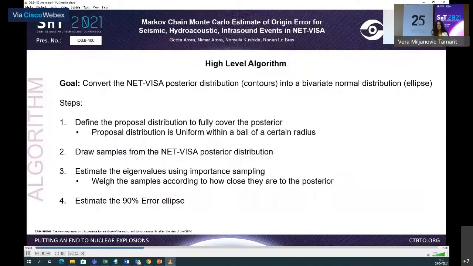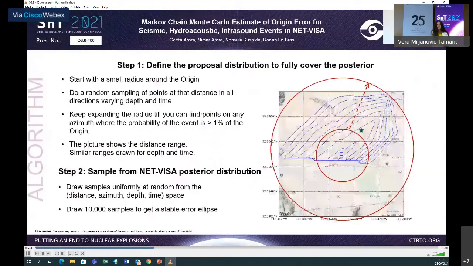Then we draw samples from the NetVisa's posterior distribution. We use those samples to estimate the eigenvalues using importance sampling, where we weigh the samples according to how close they are to the posterior. And we use those eigenvalues to estimate the 90% error ellipse. Let's look at each of these steps in detail.